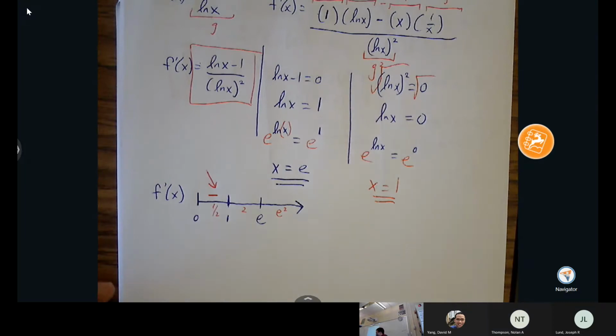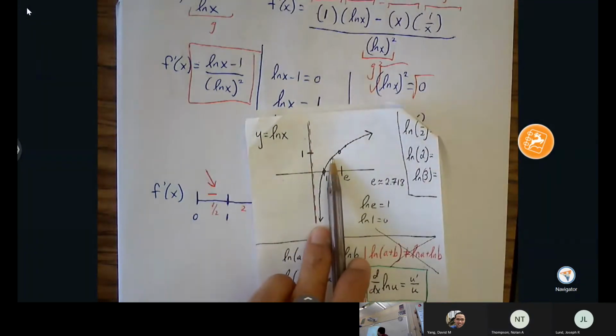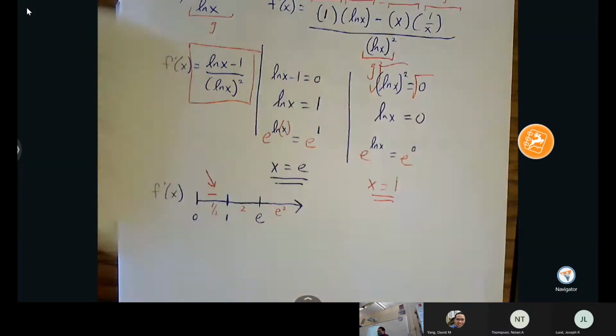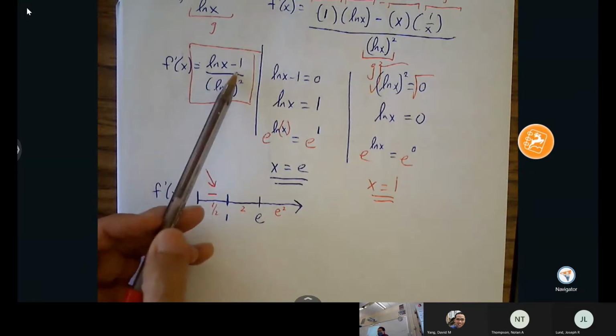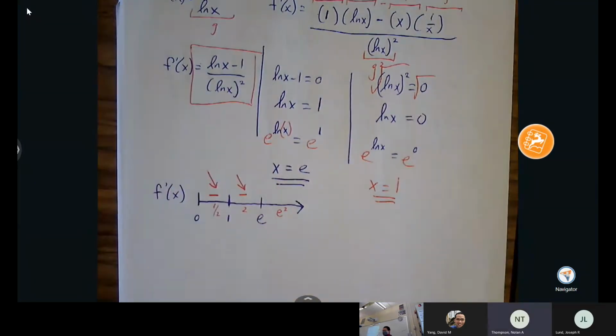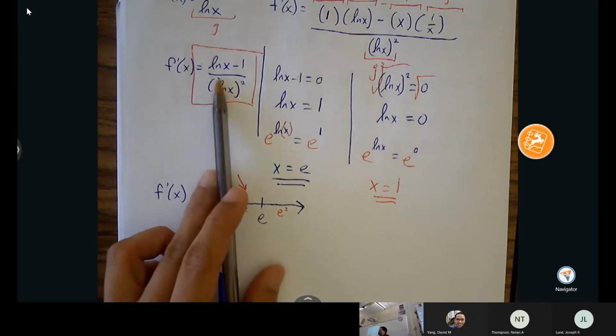Okay, natural log of 2. It's somewhere here, and it looks like it's around 0.5. So 0.5 minus 1 is still negative, so negative over positive is still negative. And what about e squared? Do we need to know that graph for e? You can just enter it in the calculator.